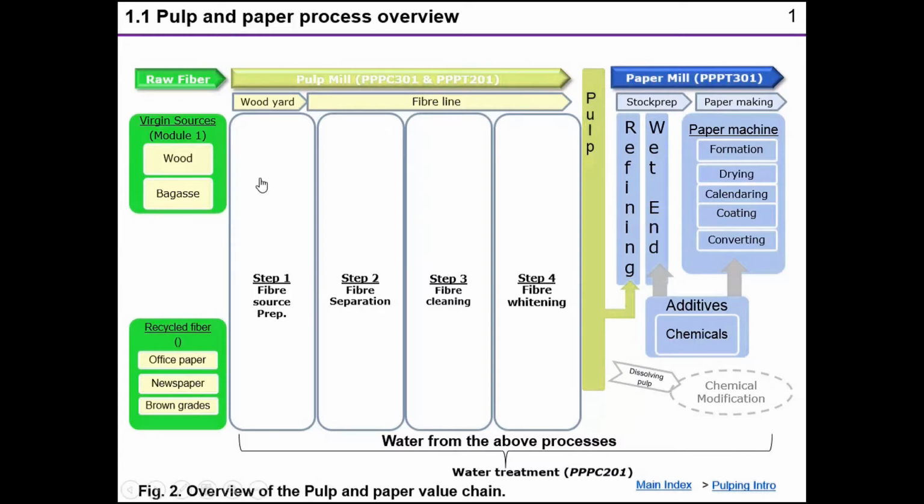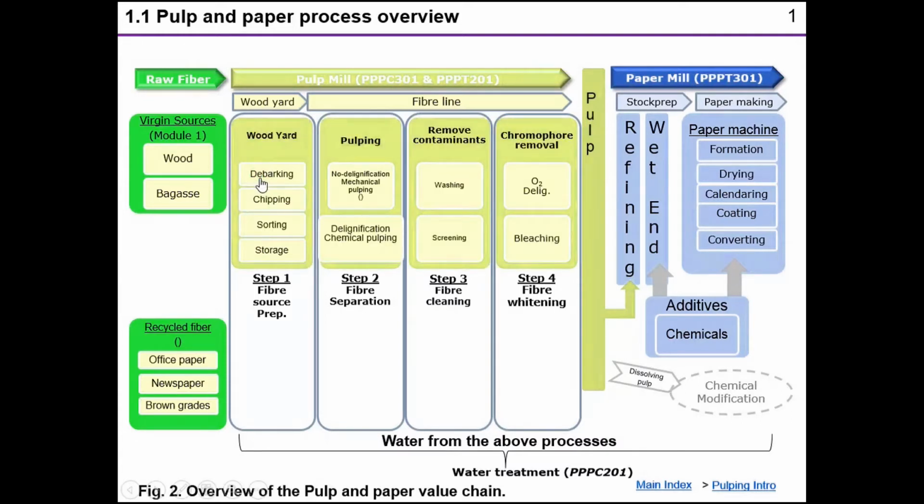So in the case where wood is our raw fiber, the four stages that we have to move through: first is the fiber preparation step, and basically that means in the wood yard, if the wood has not been debarked, it has to be debarked. Wood chips have to be made, and then usually there are some sorting and storage operations involved. We will be looking at that.